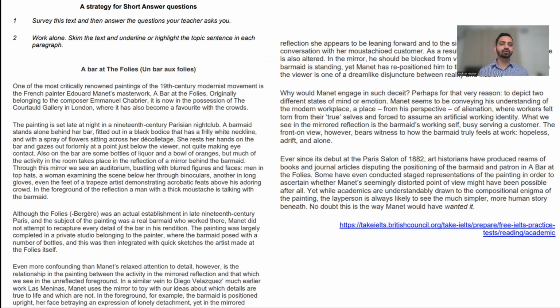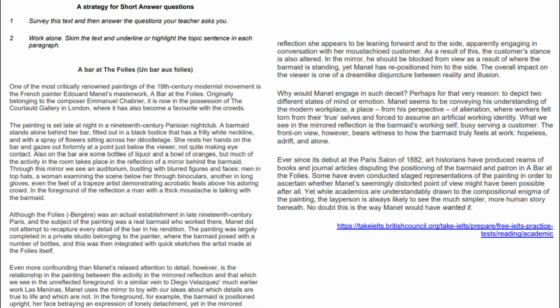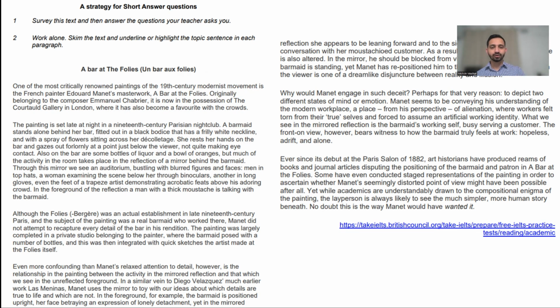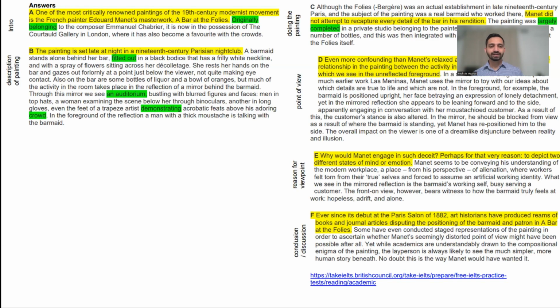I want you to go and look at this article again, and I want you to skim the text and underline or highlight the correct topic sentence in each paragraph. I want you to highlight the topic sentence in each paragraph, right? Normally it's the first sentence in each paragraph. So I want you to do that exercise first, and when you come back, I'll share the answers with you highlighted. The topic sentences. All right, let's look at the answers.